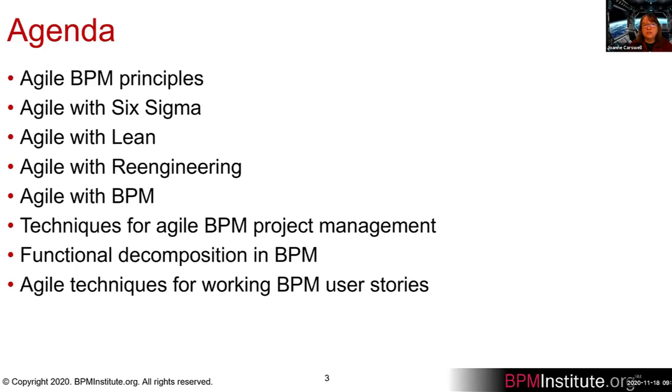Functional decomposition is setting up stories in such a way that you can then write them, and it's breaking it down from the biggest, like the epic, down to the smallest, like user stories. And then we'll look at Agile techniques for working BPM user stories. Some of those you'll be familiar with, some will be brand new.